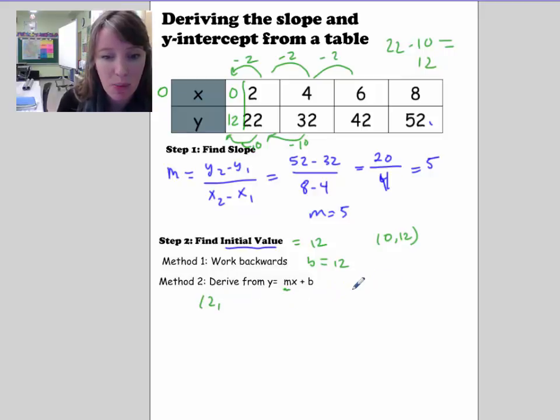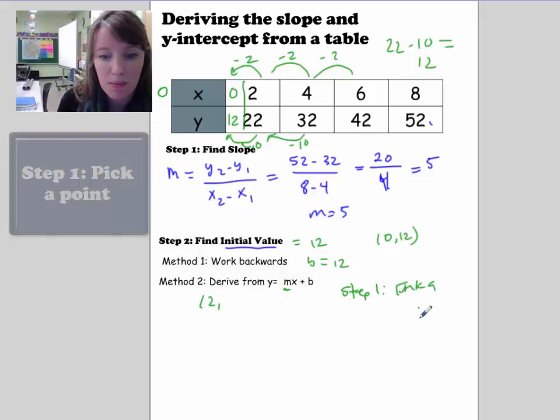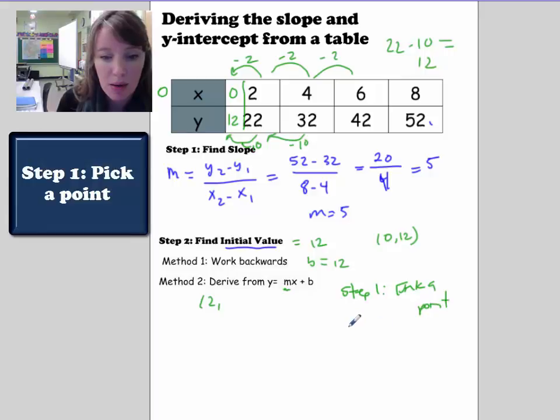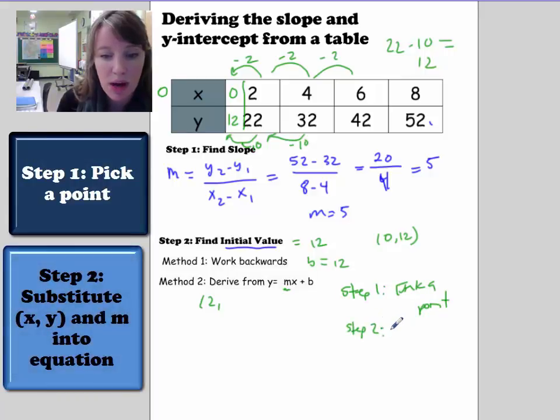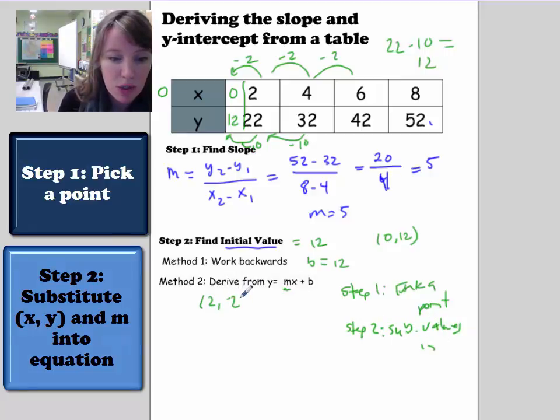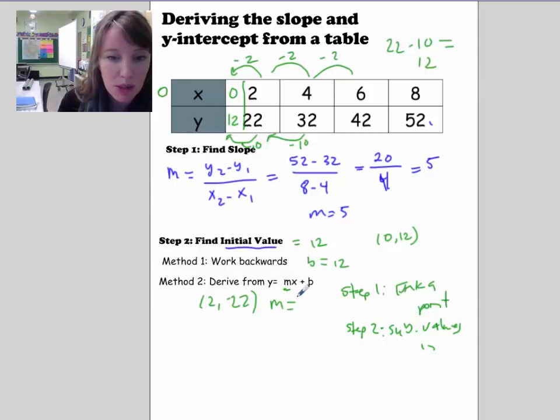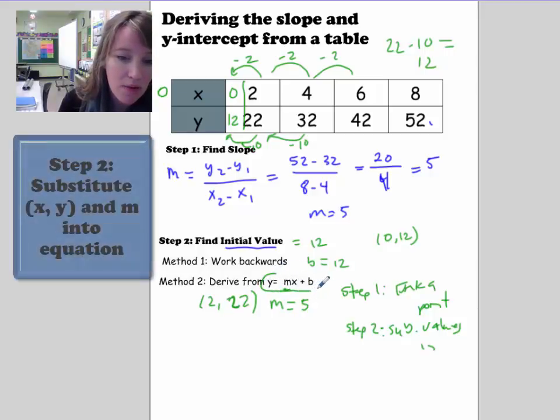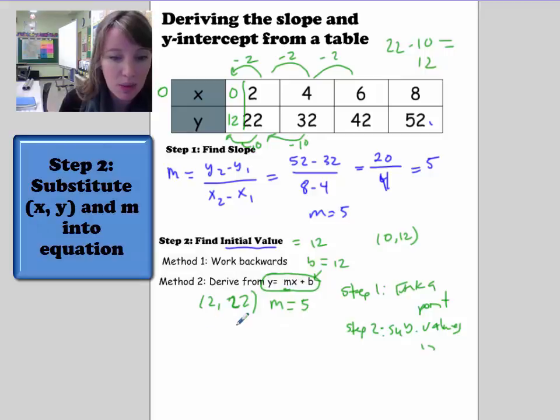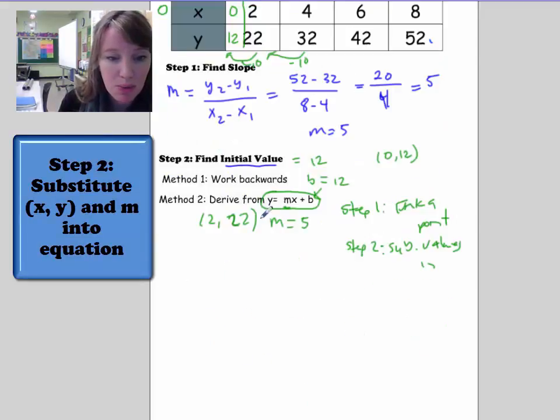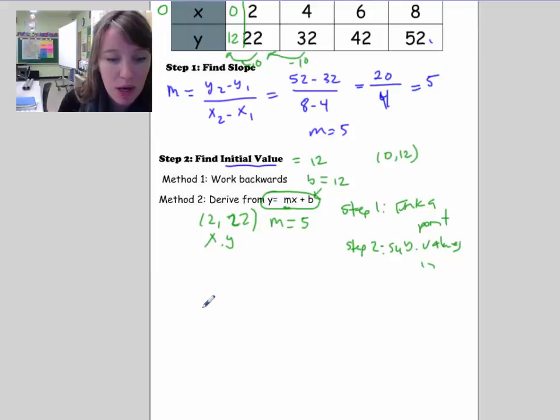Step 1 is to pick a point. Step 2 is substitute values in. So we have (2, 22). We also know that the slope is always equal to 5 regardless of what point I put in. So we have everything we need in this equation except b. Let's substitute this point in. This is our x and y coordinate. So for y, we have 22 is equal to our slope, 5, times 2, plus b.